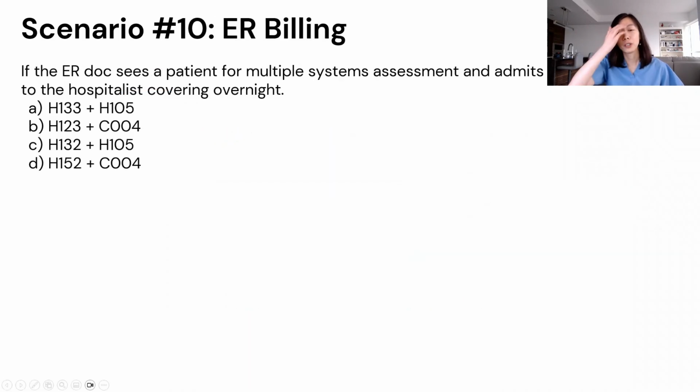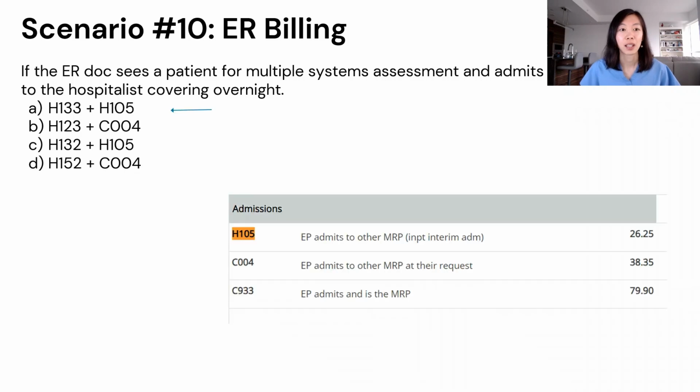All right, scenario number 10, another ER case. If the emergency doctor sees a patient for multiple systems assessment and admits them to the hospital as covering overnight, what do you bill? Pause the video, write down your answer, and the answer is A. So your multi-system assessment, H133, and then you admit to another provider overnight, which is H105.